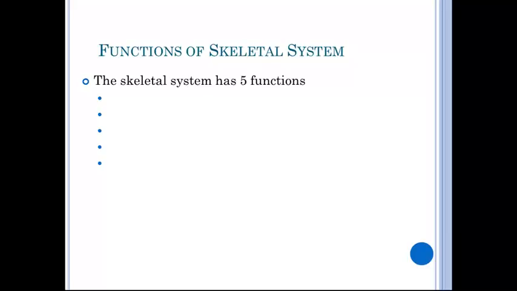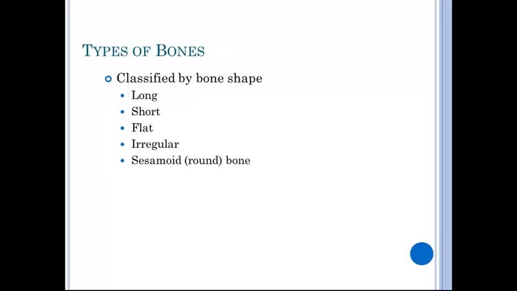3, movement. Muscles are anchored to bones, and muscles contract and pull the bones to move them. 4, stores calcium, which is necessary for nerve and muscle function. And 5, hematopoiesis, which is the process of blood cell formation that is carried on in the red bone marrow.